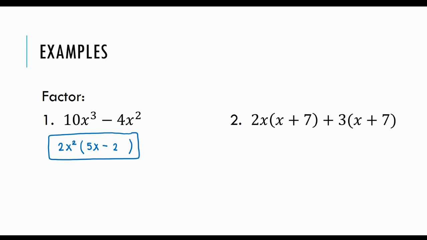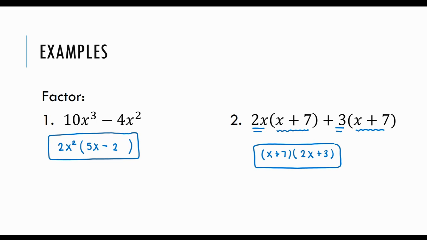In the next one, notice that both of the terms contain the same thing in parentheses. There's an x plus 7 in both of those parentheses. So that is what both those terms have in common. They have that binomial in common. So if I factor out that binomial of x plus 7, notice what's left over is what was in front of those parentheses. So we have a 2x plus 3. There's nothing else that those two terms have in common, and so by factoring out that GCF, we were able to get our final answer.